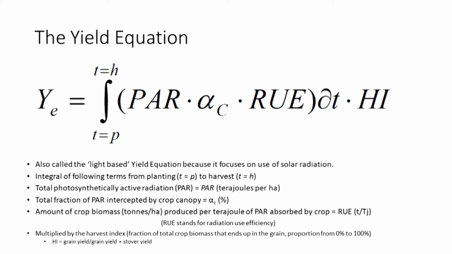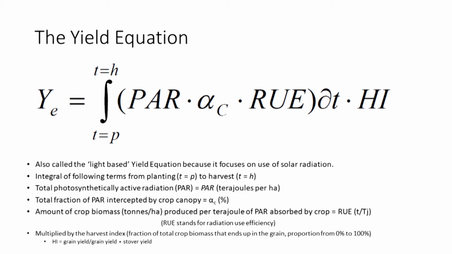So we take that PAR that's absorbed by the crop, all of it from planting to harvest, and we multiply it by the crop's radiation use efficiency, which again is a concept Barry introduced to you earlier in the course. Radiation use efficiency is expressed in terms of tons of biomass per terajoule of radiation absorbed. So when we multiply PAR by alpha multiplied by RUE, we're getting total crop biomass produced from planting to harvest.